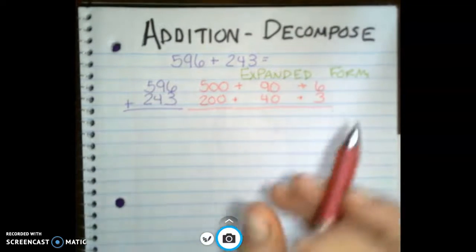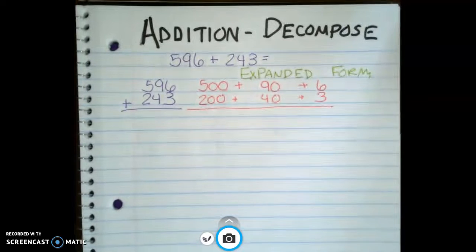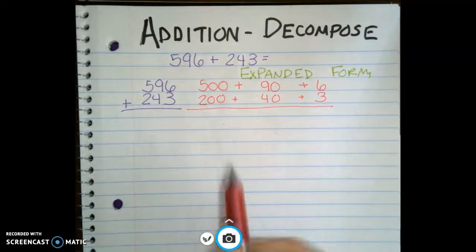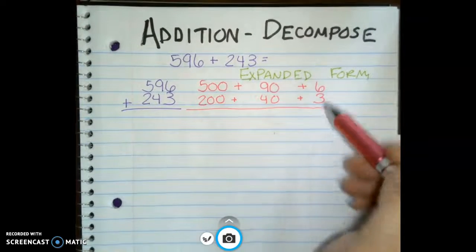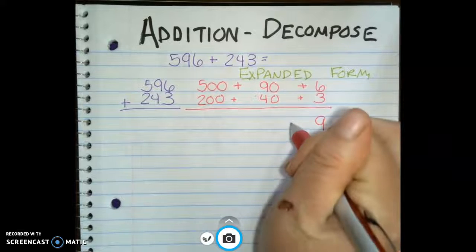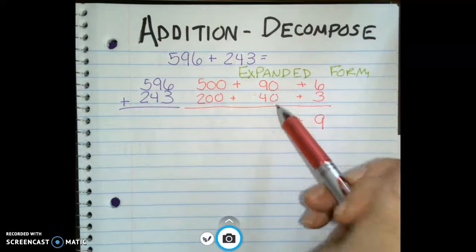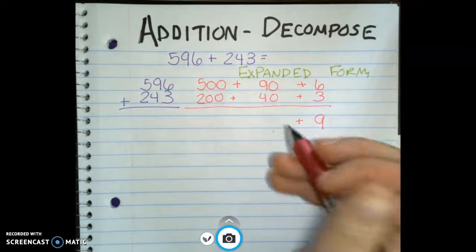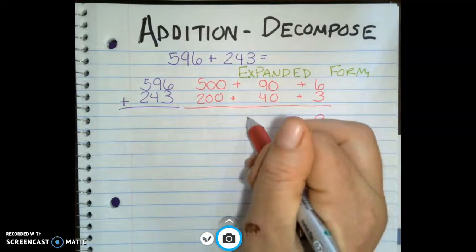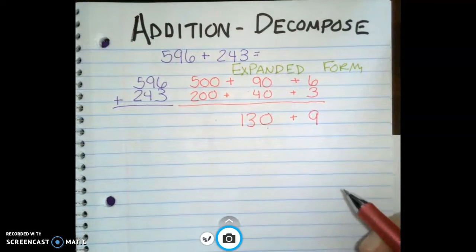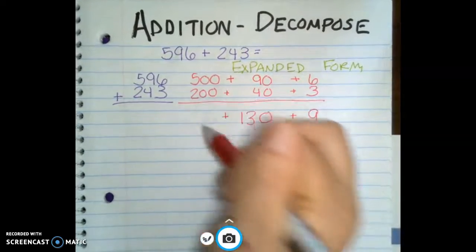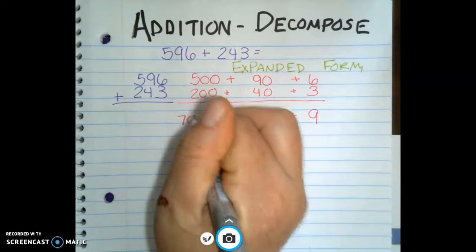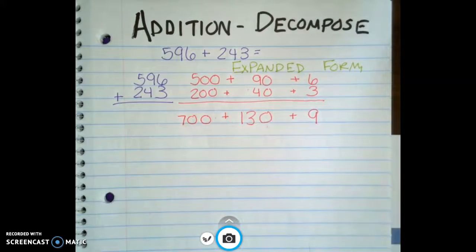Now I can go ahead and solve these. I've broken up the bigger numbers, and it makes it a little bit easier for me to solve. So if I solve my ones, 6 plus 3 is 9. I'm going to need to add my tens back to it. 90 plus 40: I know 9 plus 4 is 13, so 90 plus 40 is 130. Plus 500 plus 200: I know 5 plus 2 is 7, so 500 plus 200 must be 700.